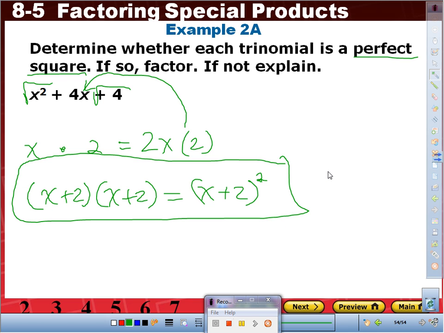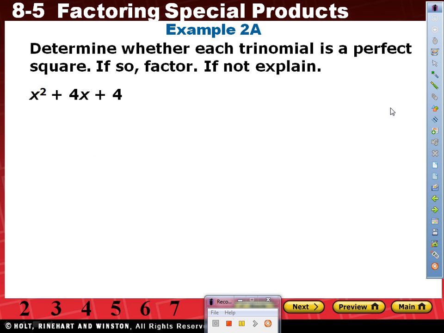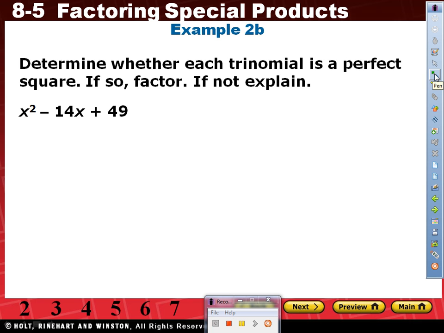Okay. Let's do another one? Sure, let's do a bigger number. Here we go. Copy this one down. 2b. X squared minus 14x plus 49. Go.